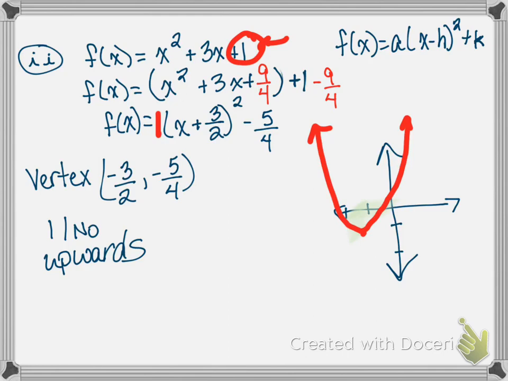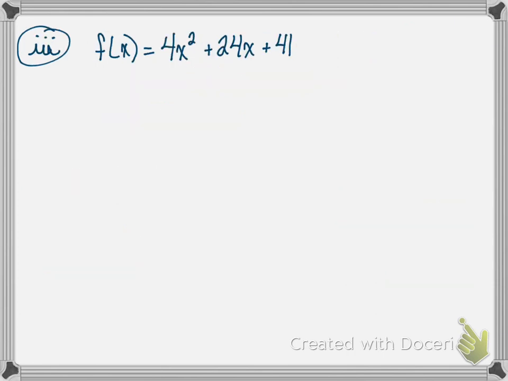Okay, let's do the last one. So our next one is f of x equals 4x squared plus 24x plus 41. So this one is going to have an extremely high y-intercept. And here's our y-intercept right here. It's 41. We aren't going to worry about that. We're going to go ahead and graph it and put it in standard form.